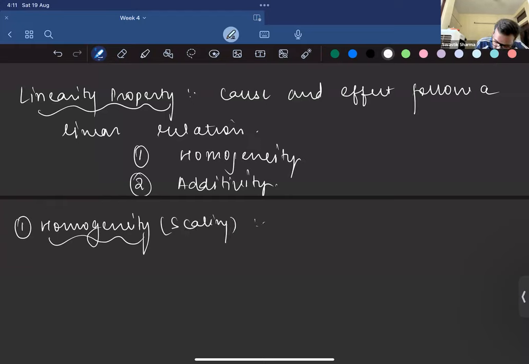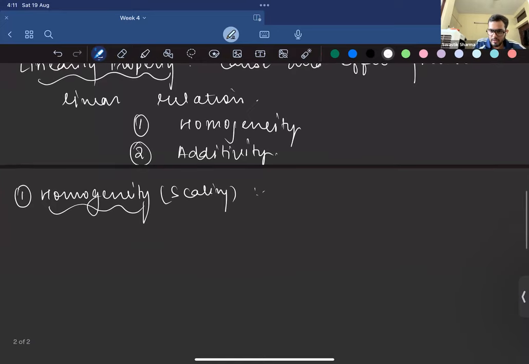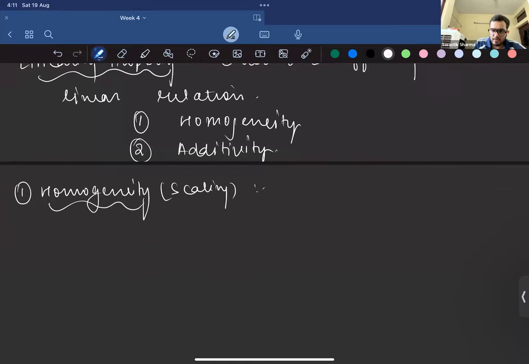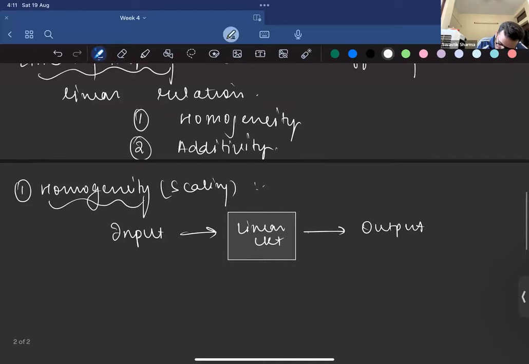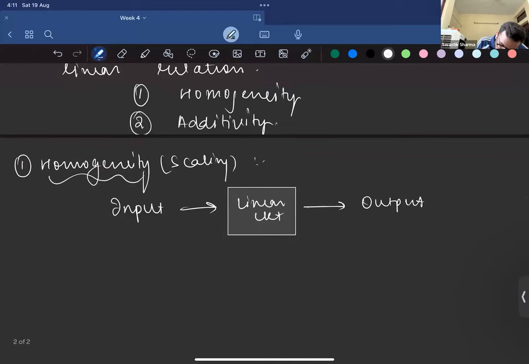is a property in which if we multiply a constant to the input, the same constant will come at the output as well. That means if there is some input being applied to some linear circuit, and let's say there's some output, if I multiply K, a constant, to this input, my output would also have a K multiplied with it.